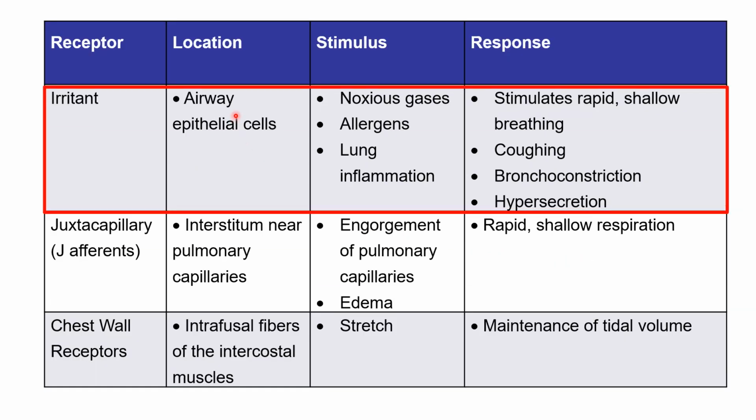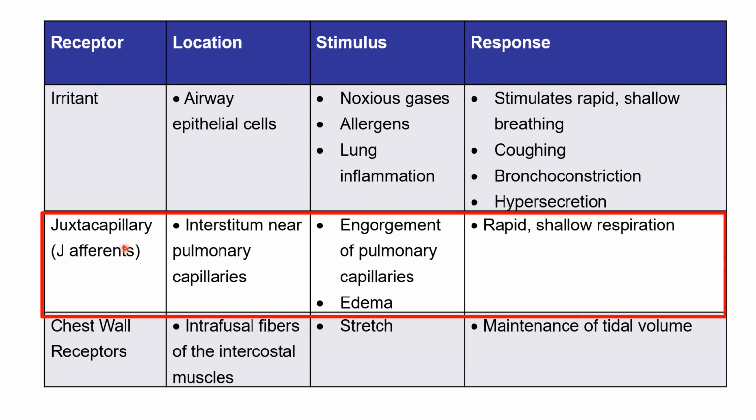Irritant receptors may be stimulated in the airway epithelial cells. The stimuli are noxious gases, allergens, and lung inflammation, and the response will be rapid shallow breathing, coughing, bronchoconstriction, or hypersecretion. The juxtacapillary or J receptors located in the interstitium near the pulmonary capillaries can become engorged during pulmonary edema, and the pattern response in breathing will be a rapid and shallow respiration.